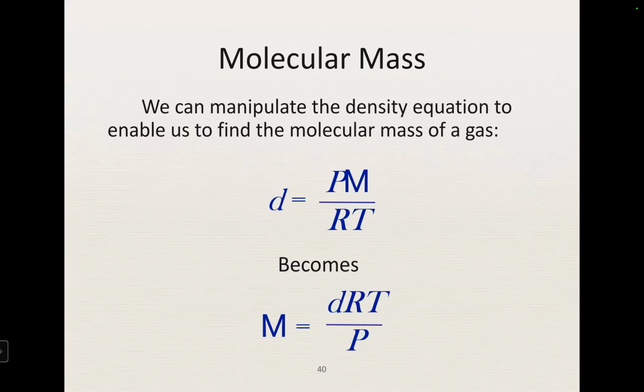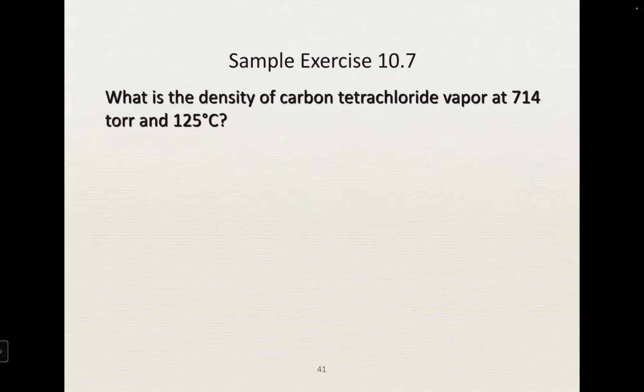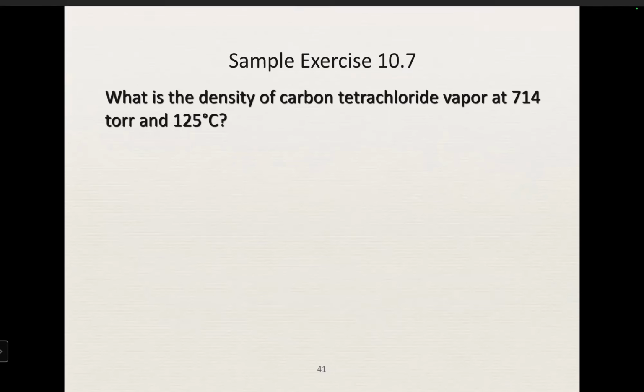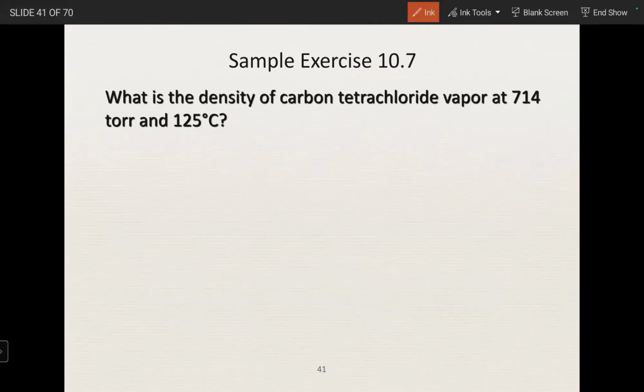And then along with that, if we know the density of a gas sample, we can rearrange this to solve for the molar mass or the molecular mass of that substance. So it's kind of the exact same equation, just depending on what piece we're actually solving for. But we'll be able to look at a couple examples for each, or for one of, or each of those rather. So the first one, what is the density of carbon tetrachloride vapor at 714 torr and 125 Celsius?